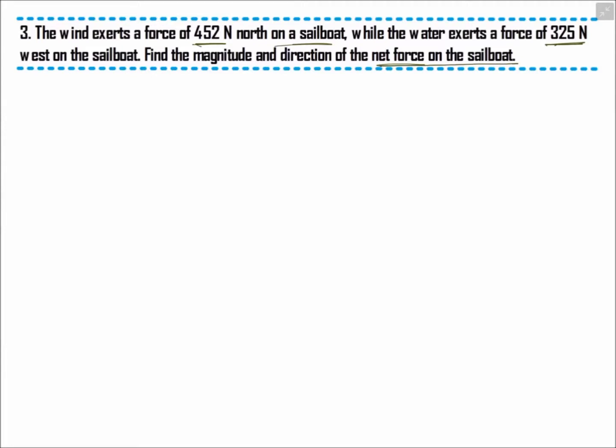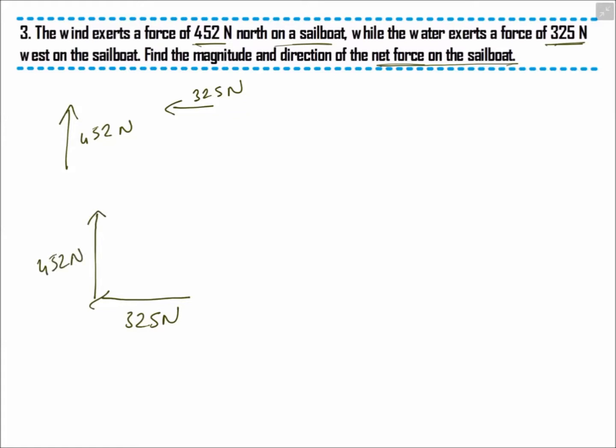In this case, it says a wind exerts a force of 452 Newton north on a sailboat, while the water exerts a force of 325 Newton west on the sailboat. Find the magnitude and the direction of the net force on the sailboat. So one force is in the north, 452 Newton, and the other force is in the west direction, 325 Newton. So if we add them, this is our net force, and we have to calculate the net force by the Pythagorean rule.